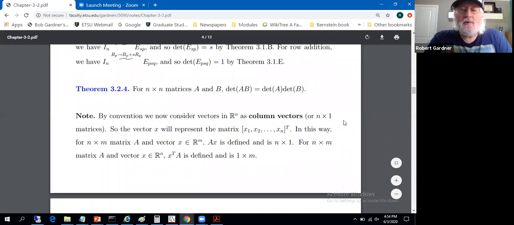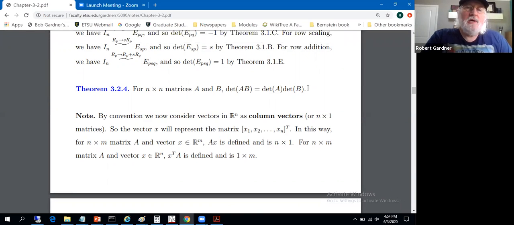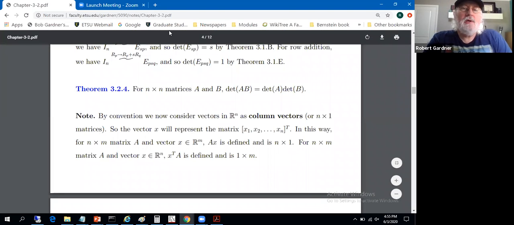Okay, here is potentially a rather involved result. For n by n matrices A and B, the determinant of the product is the product of the determinants. Well, it isn't hard for us because we've got some background knowledge about determinants of certain kinds of products.